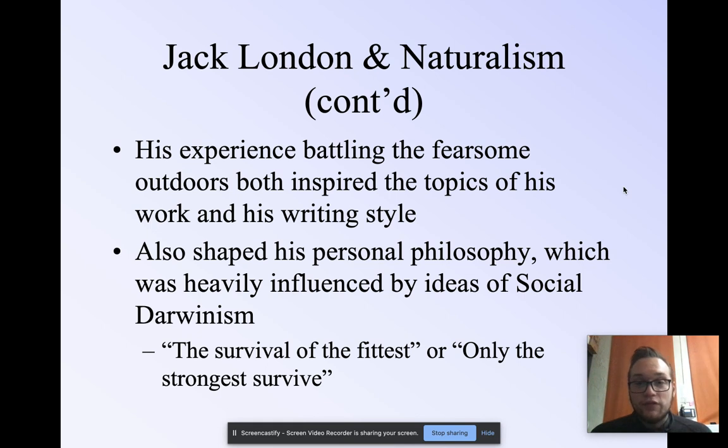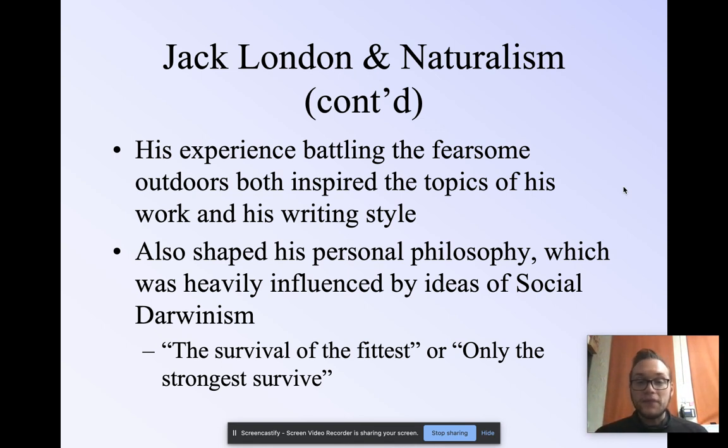So, like I mentioned before, he was heavily influenced in his travels, and a lot of what he witnessed in his travels inspired what he actually wrote about. And also, it shaped his personal philosophy, kind of like what he dictated his life by. And this thought process also influenced his writing, and we're definitely going to see it in our book, The Call of the Wild. This idea called social Darwinism.